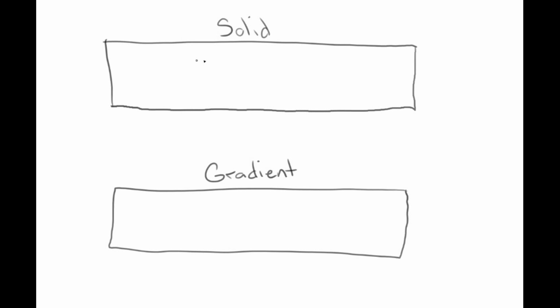Now for the solid, we're going to break this up into 5 sections, okay? So it's going to be 1, 2, 3, 4, and 5. Alright, and the gradient you're just going to leave alone. It's just going to be all one continuous space like this.